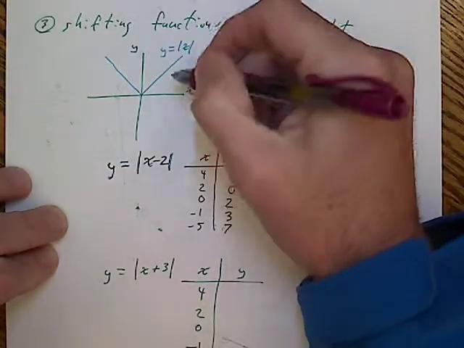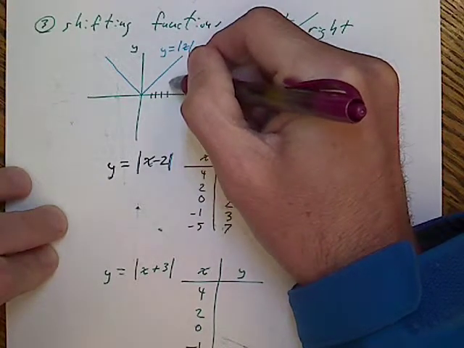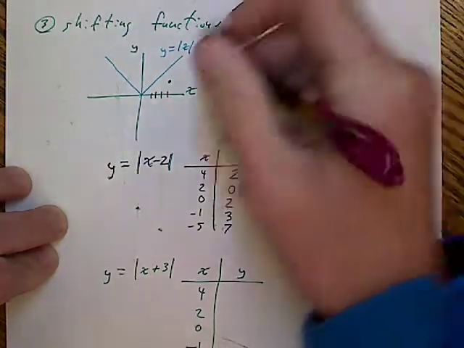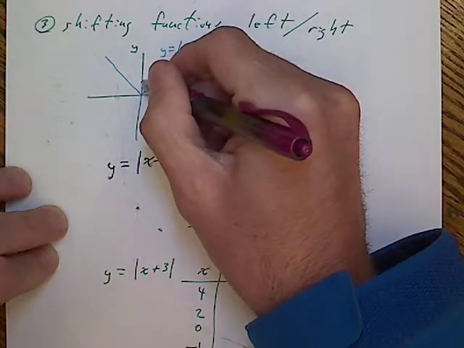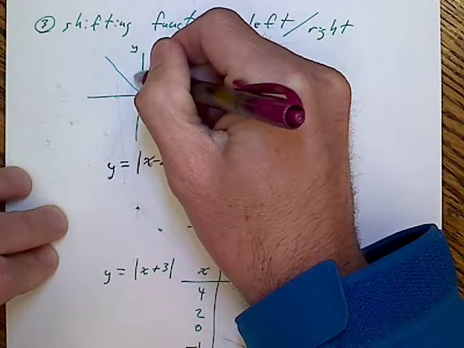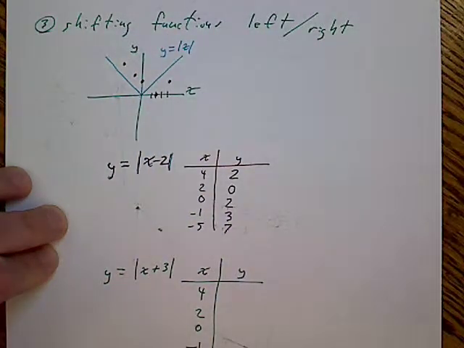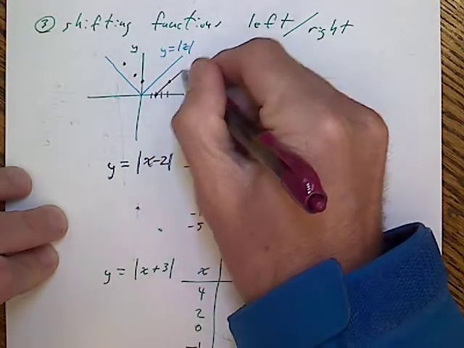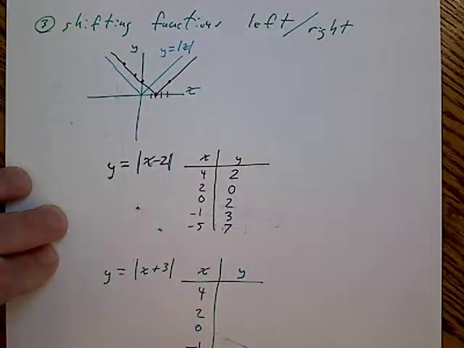I'm just going to plot some of these points. So 4, 2, going up 2 right about there. When x is 2, I'm at 0. When x is 0, I'm up to 2. At negative 1, I'm at 3. At negative 5, I'm at 7. And I'm pretty sure if I did these for a long time and got lots of dots, it's going to look like this. Interesting.